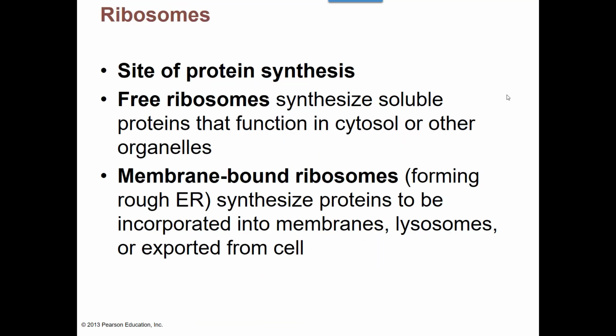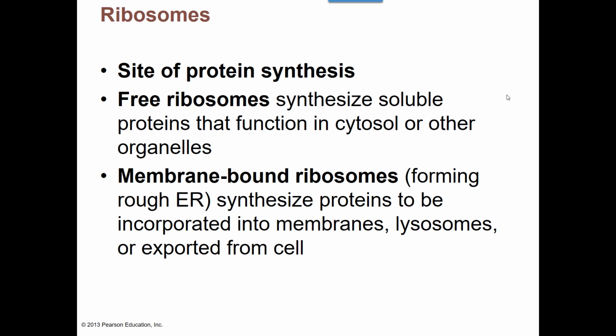Another organelle, it's non-membranous, are the ribosomes. Their main job, make proteins. We need proteins in lots of areas of the cell. We use them for structural material. We use them for enzymes. We use them for recognition. There's lots and lots of places we need proteins. That's the job of the ribosome.